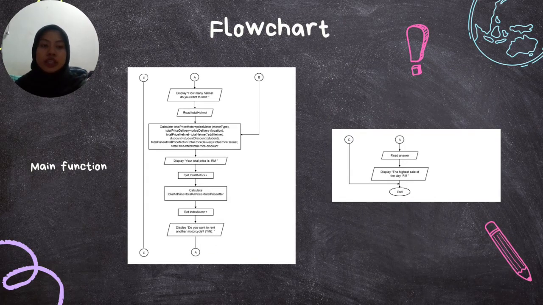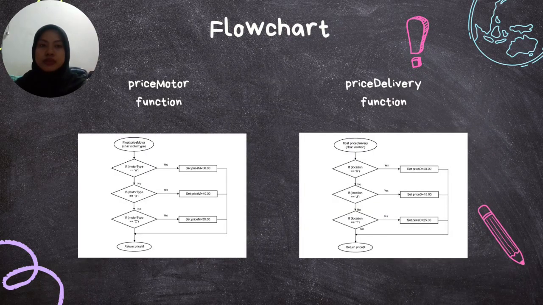Next, we will calculate all the price to get the total price. Then, we will ask user again if user wants to rent another motorcycle or not. If user enters Y, the program will repeat again, and if user enters N, the looping will stop. Next, price motor function. Each type of motorcycle which is A, B and C has been set with its own price. Next, price delivery function. This is also the same as price motor function. Each location which is R, J and T has been set with its own price.